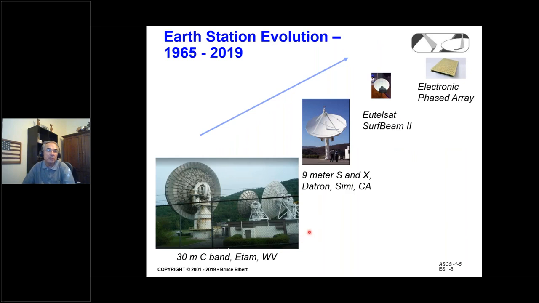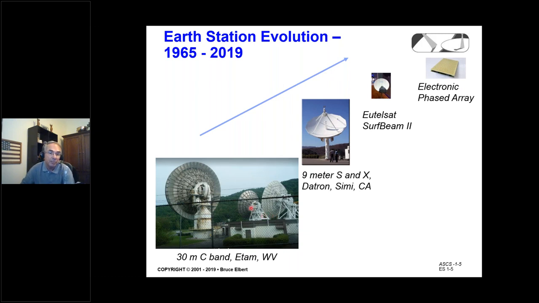So let's look at the ground station evolution. At the same time, when we started out in the late 60s with those small satellites, you had to have big dishes on the ground, big antennas, 30 meter size, like this one in Edom, West Virginia. Now, why did I pick this one? That's the first ground station I ever visited. That was roughly 1971, living in the Maryland, Washington, D.C. area.